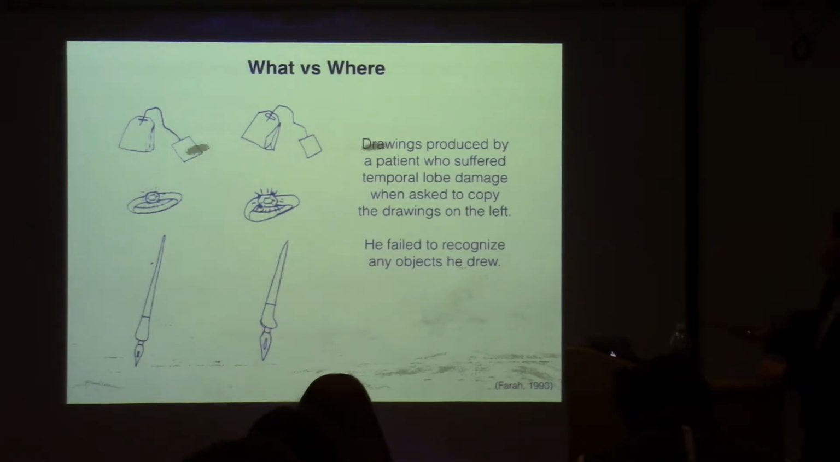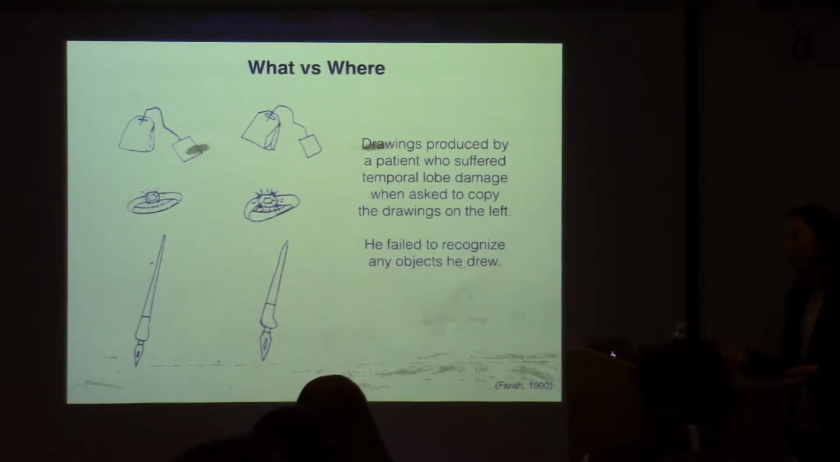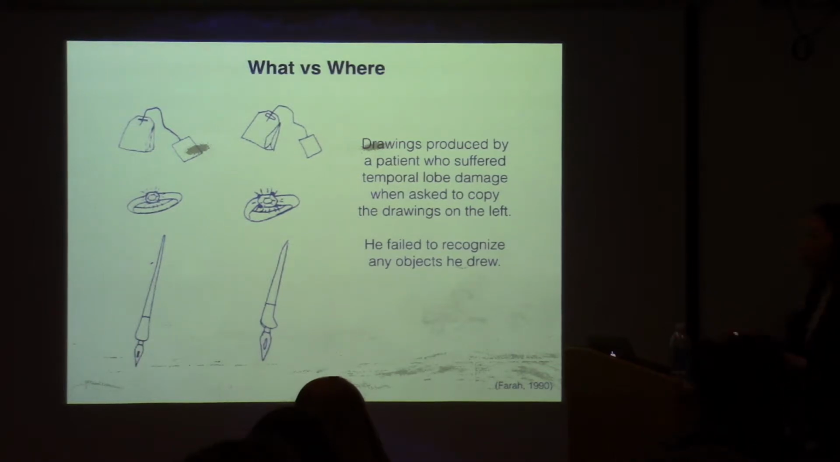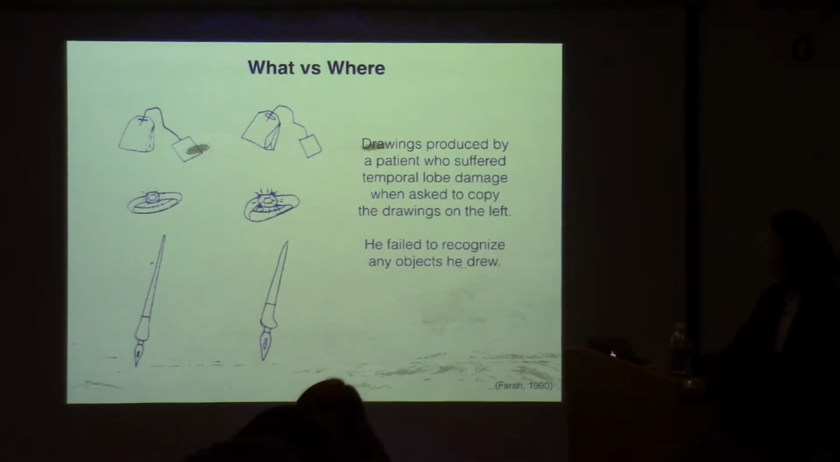When he was asked to copy the drawings on the left, he did a very good job of doing that, but he didn't understand what each object was. But he knew what a tea bag was. He could describe the function of the tea bag and when he would use it, but looking at it on the paper, he couldn't get that it is a tea bag because it was missing some information in the middle. So he failed to recognize any objects that he drew.